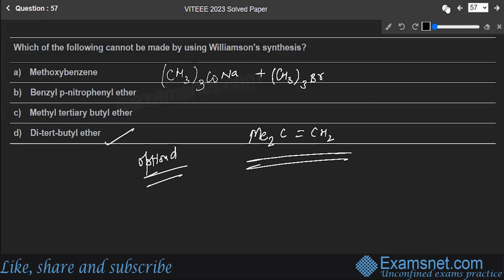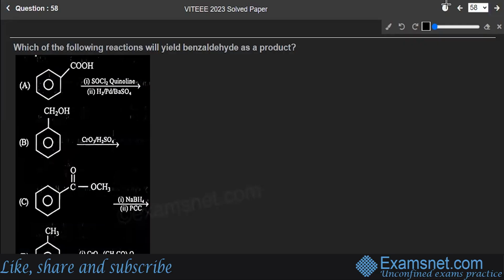Hope you understood this. Next is question number 58. Which of the following reactions will yield benzaldehyde as a product?